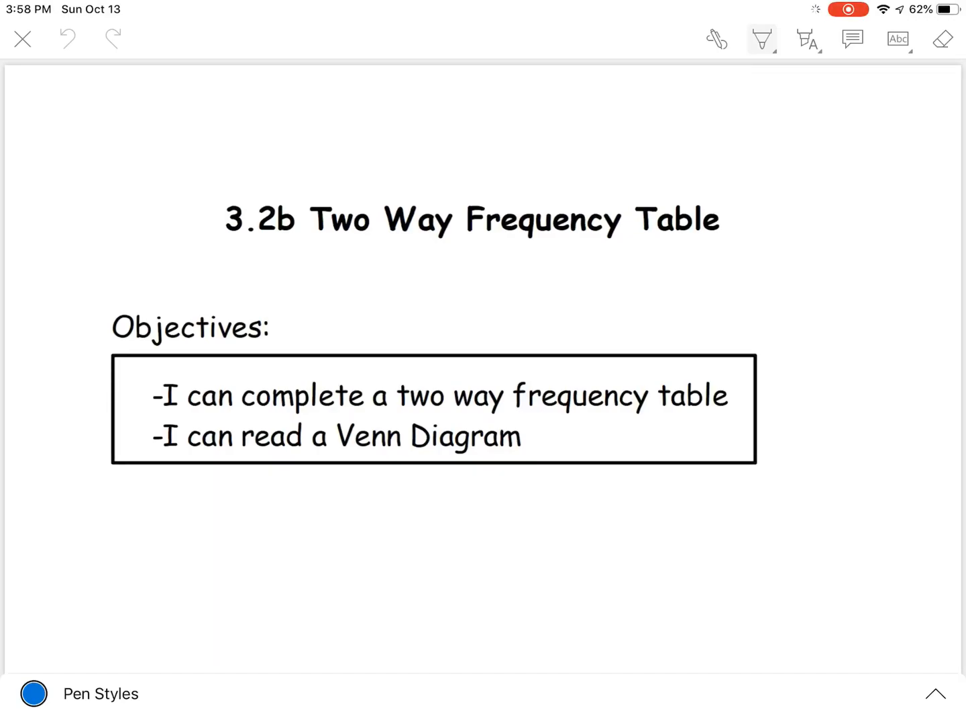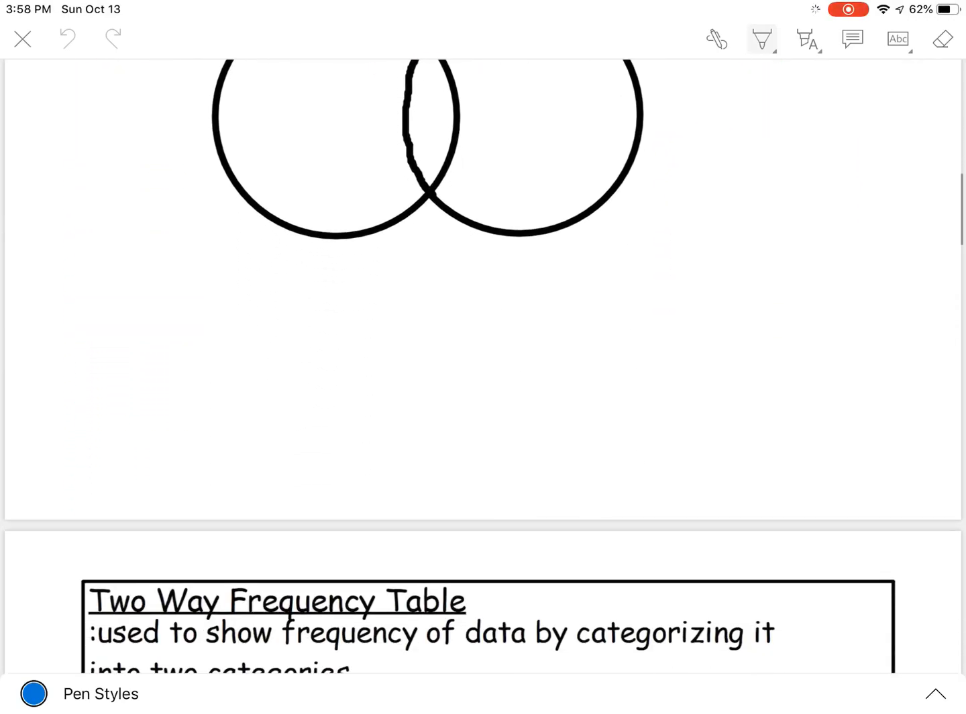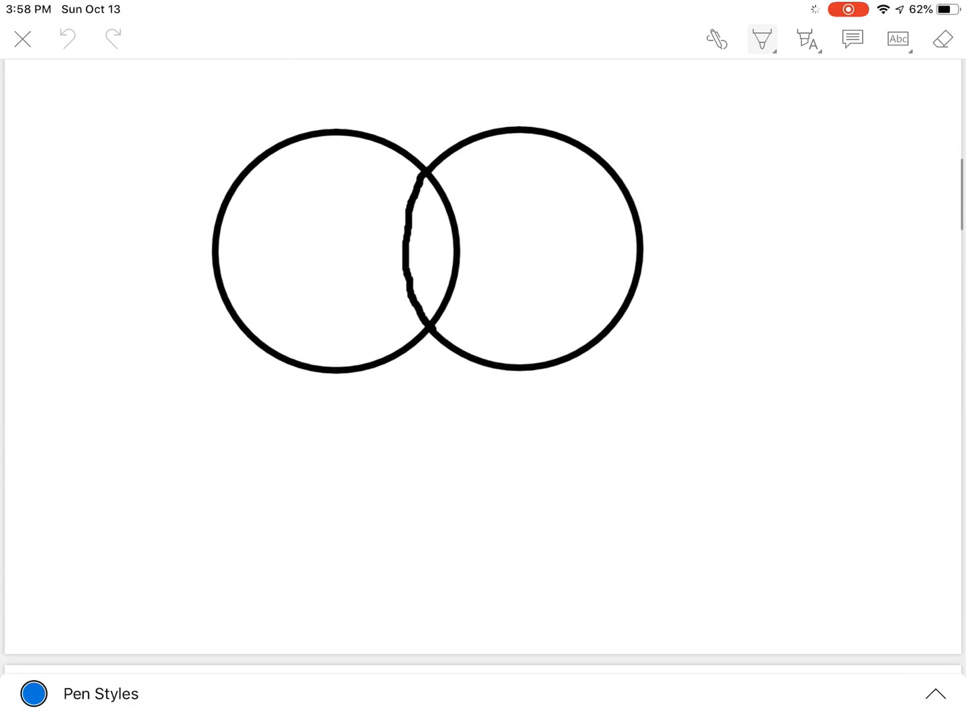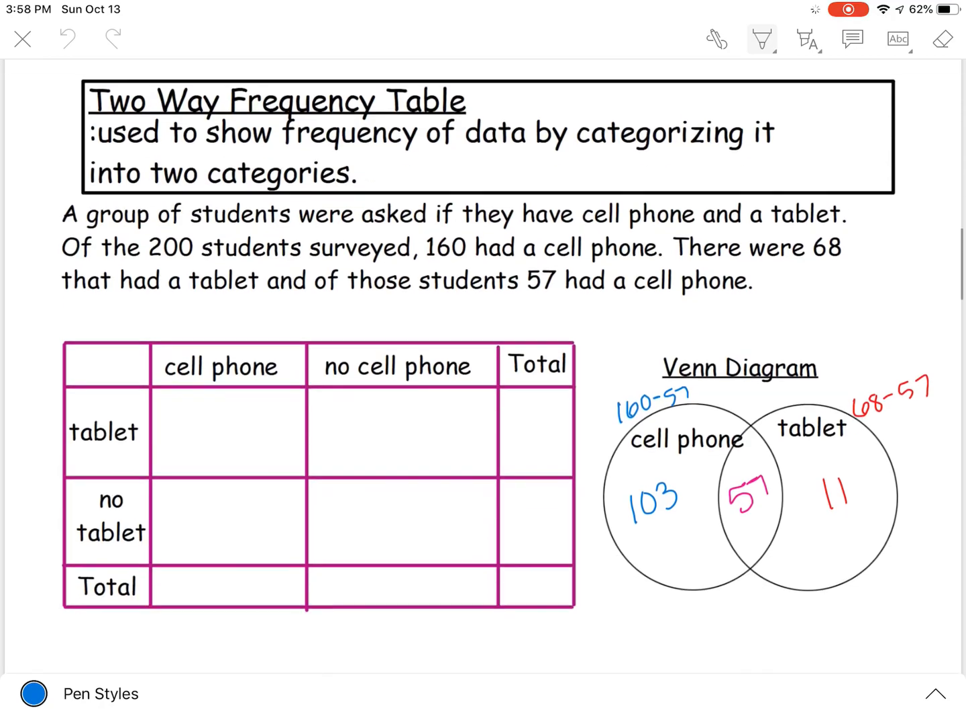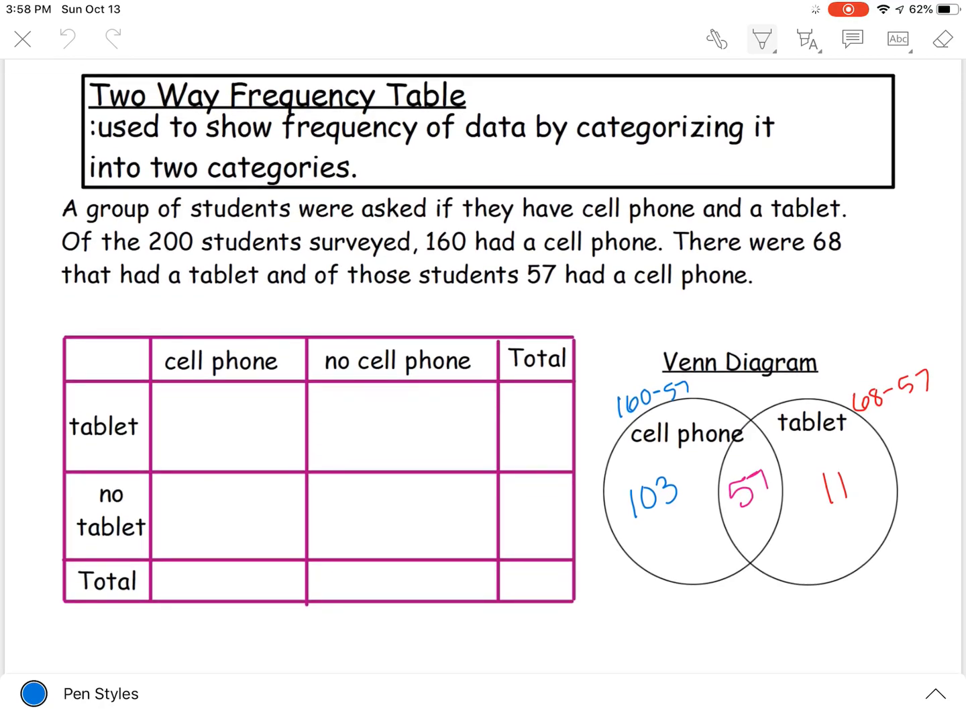3.2b is on two-way frequency tables. So we've already talked about Venn diagrams. Remember, that's our circles, our way of just organizing the data. So a two-way frequency table is just another way of organizing data. It's used to show the frequency of data by categorizing it into two different categories.